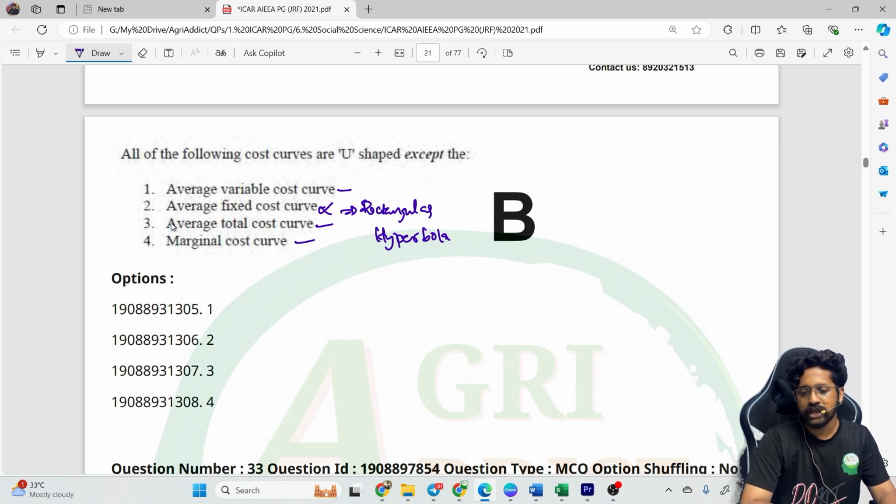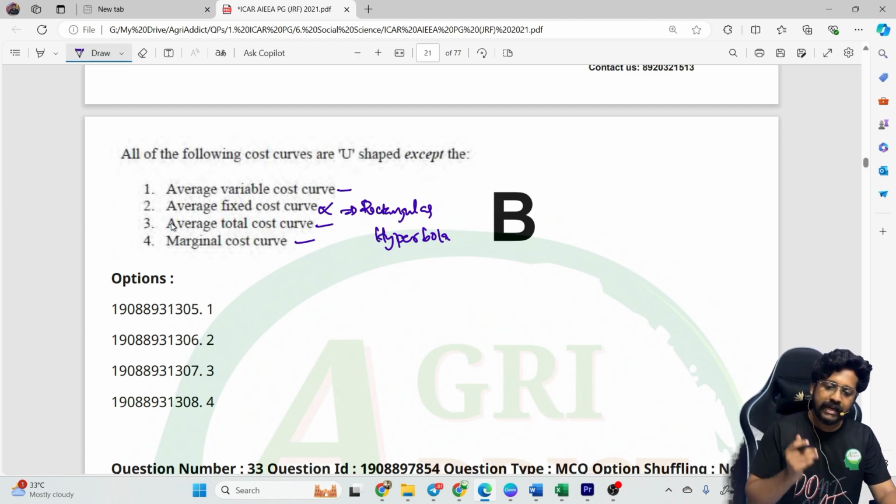When considering all other curves, let it be the average variable cost curve, average total cost curve as well as the marginal cost curve, when the output increases, first these three cost curves diminish and reach a minimum point and then start to rise. So therefore all of them are U-shaped curves. But at the same time, in the case of the average fixed cost curve, what happens? As the output progresses, the average fixed cost curve decreases continuously throughout the process. Therefore the shape of the average fixed cost is a rectangular hyperbola and not a U-shaped curve, right?